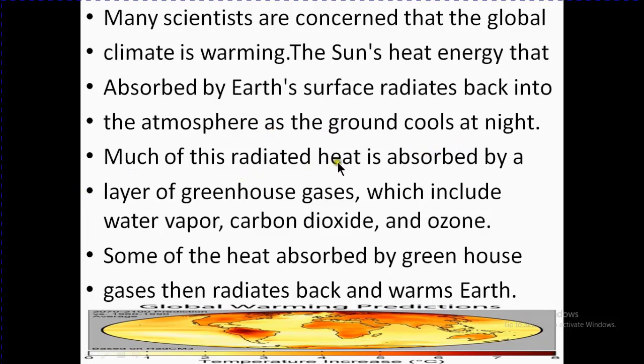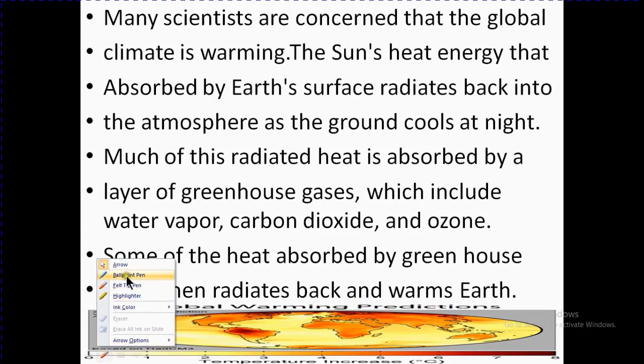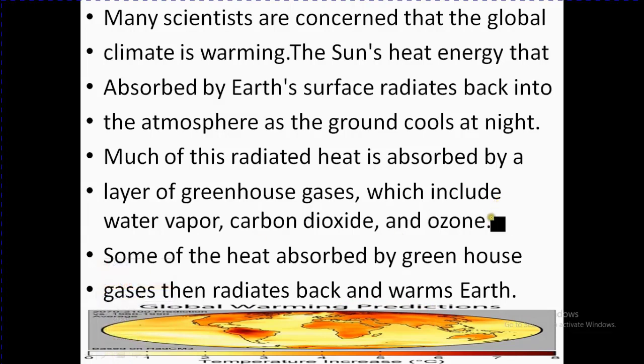Much of this radiated heat is absorbed by a layer of greenhouse gases, which includes water vapor, carbon dioxide, and ozone. These are the envelope that surrounds our Earth. So we name them greenhouse gases, in which water vapor, carbon dioxide, and ozone are present. Some of the heat absorbed by greenhouse gases then radiates back and warms the earth. Instead of going out, what happens? You can try to understand it here. For example, this is the layer of greenhouse gases, and here is the earth.